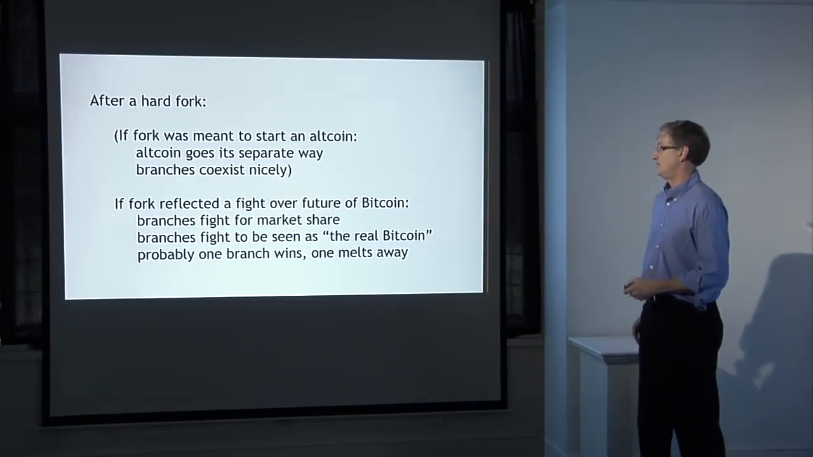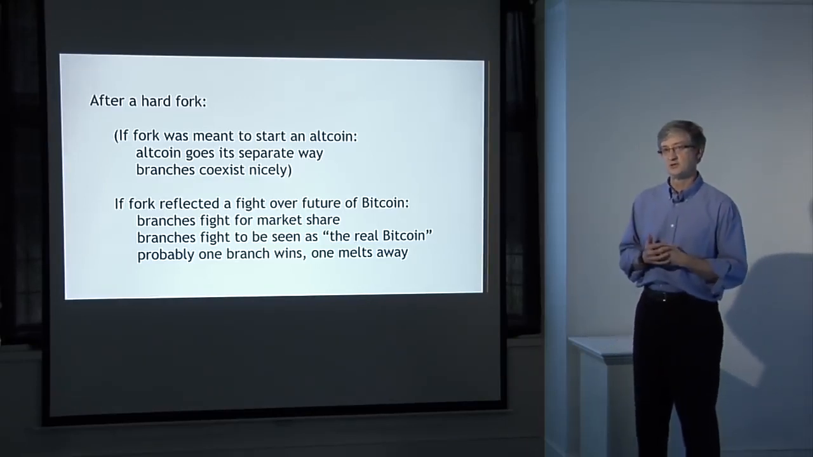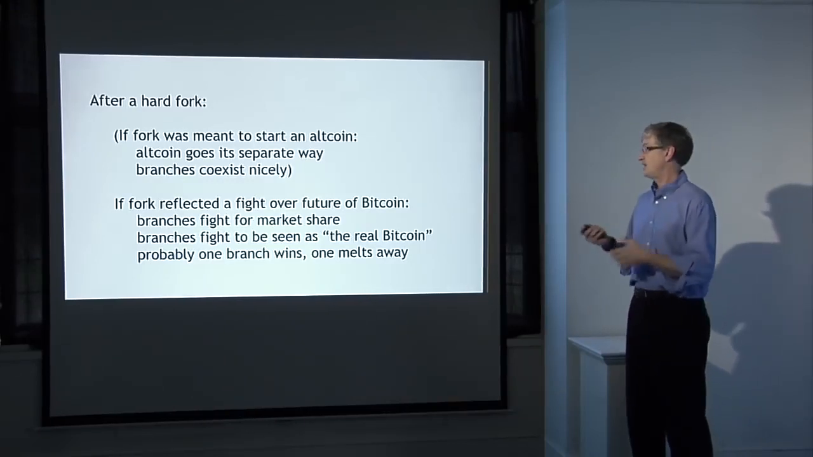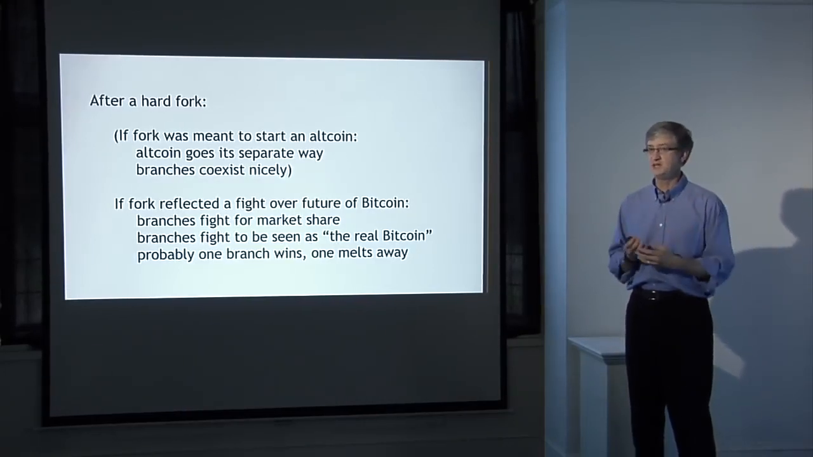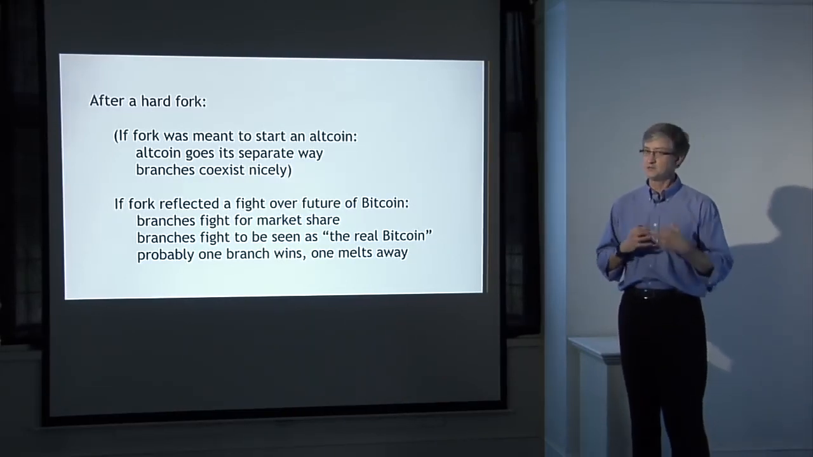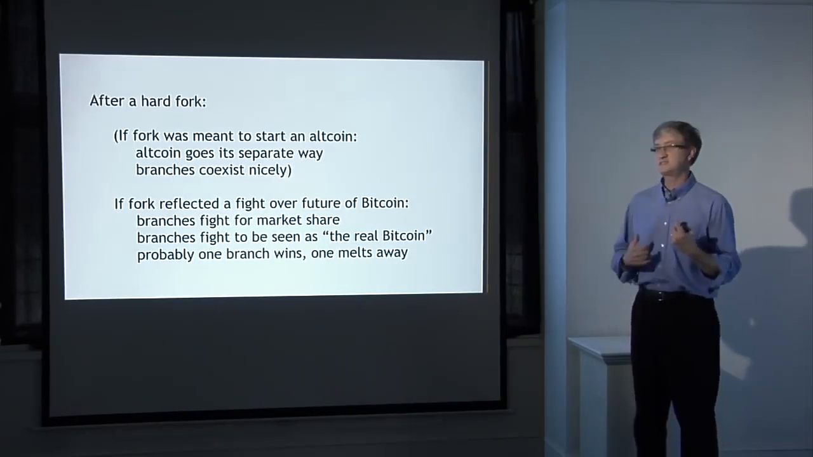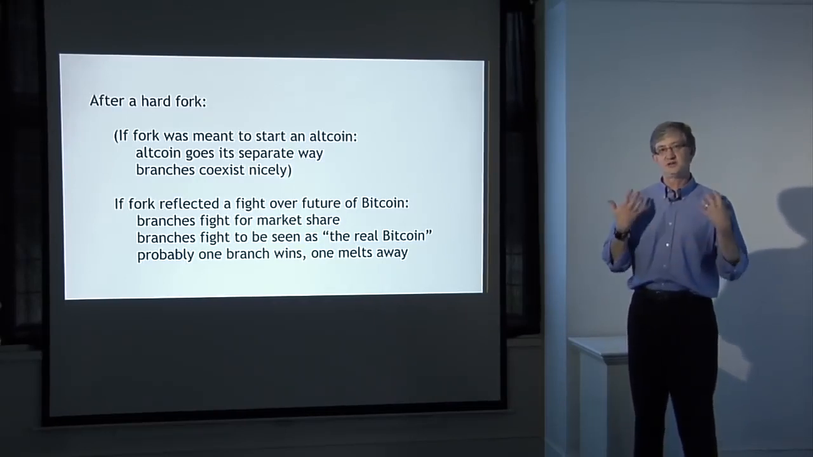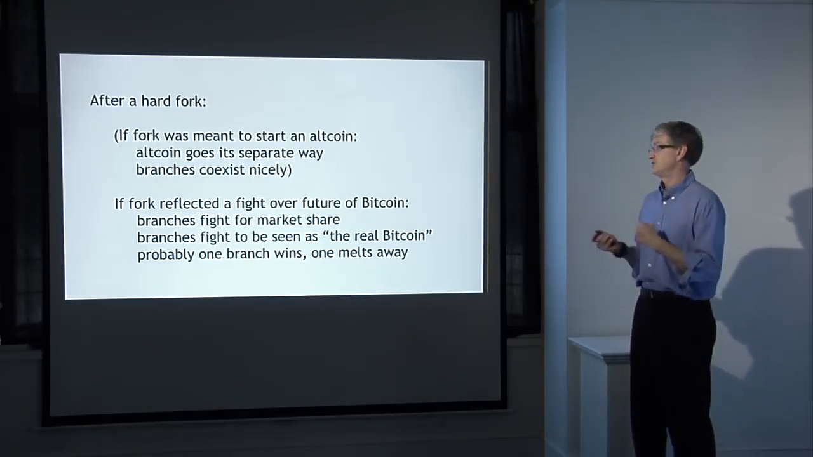The interesting case is what happens if the fork actually reflected a fight between two groups about what the future of Bitcoin should be. If that's the case, then the two branches are rivals, and the branches will fight for market share. After the fork, there's an A coin and there's a B coin, and each branch will try to get more merchants to accept it. Each branch will try to get more people to buy it. The branches will fight for market share. The branches will fight to be seen, to be perceived as being the real Bitcoin. Probably each branch claims to be the real Bitcoin, and there's a public relations fight between them, which goes along with the fight for market share.